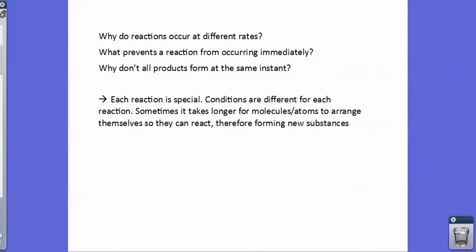Why don't all products form at the same instant? Well, we can't have everything react perfectly from the get-go. Most chemical reactions that we have done in this class have been quick reactions that we can't really see occurring, it's kind of just done. But there are chemical reactions that are much slower, so it takes longer for the product to form. So there are so many conditions for each reaction. It often takes longer for some particles to arrange themselves so that they can react to form new substances, is what the bottom part's saying.